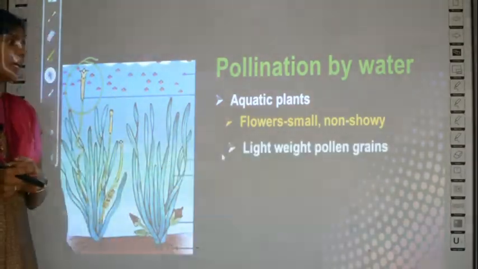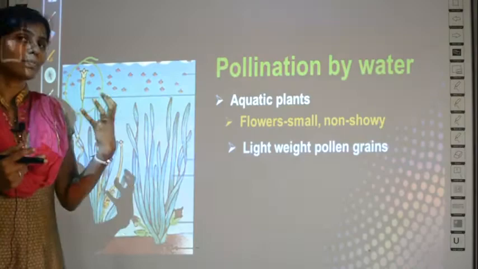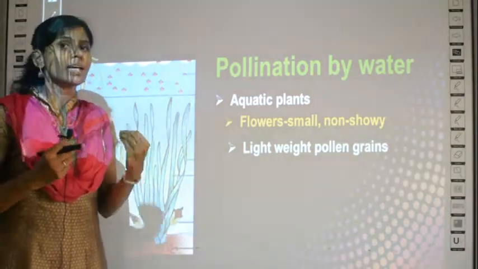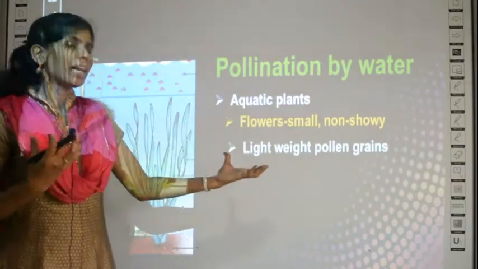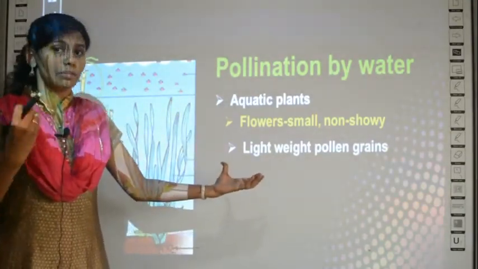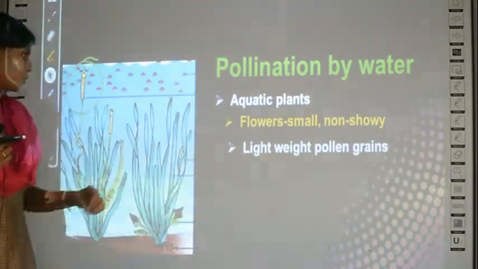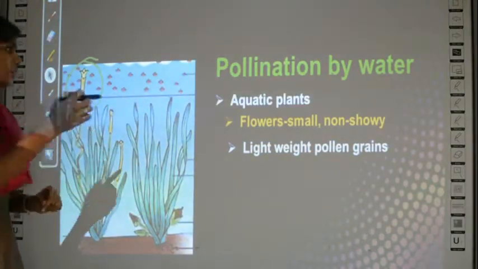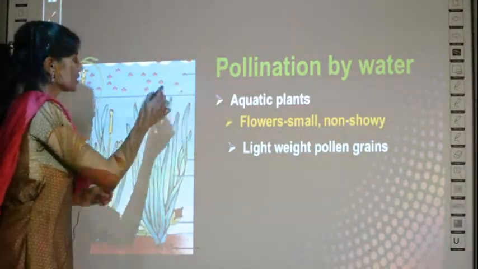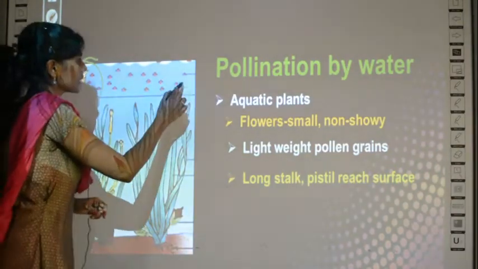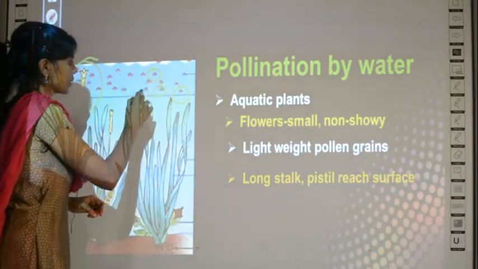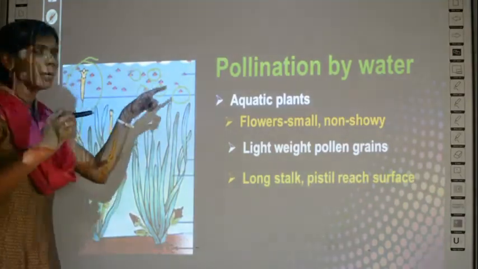And one more property, similar to wind pollinated flowers, water pollinated flowers are also light weighted. The pollen grains are light weighted. Where are the pollen grains? Can you see some red dots? These are the pollen grains. The red dots are the pollen grains.